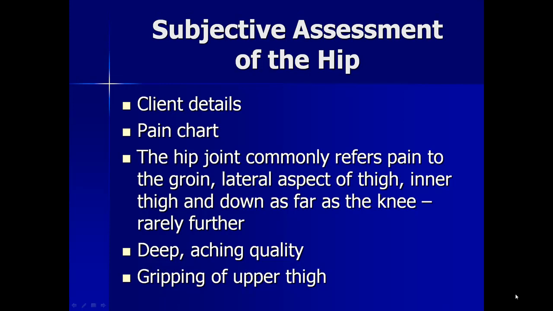You most commonly see in hip pathologies that the patient will describe a gripping of the upper thigh and a pain of a deep aching quality. Sometimes hip pathologies may refer into the groin, into the lateral aspect of the thigh and inner thigh, or even down as far as the knee. And occasionally patients may complain of knee pain, which is actually referred from the hip joint itself.